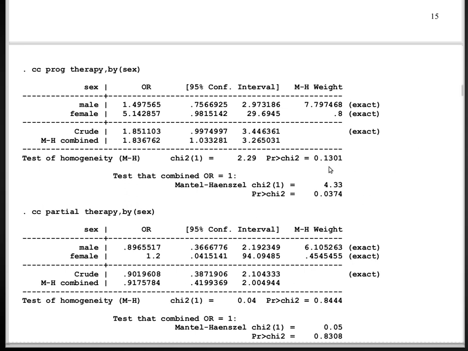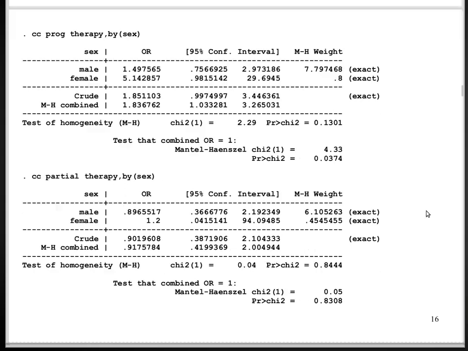And in fact, we do see the Mantel-Haenszel test here of the assumed common odds ratio, because there being no evidence of modification, we might then address the assumed common odds ratio for progression. And what do we get? Well, we get some evidence of an association in this instance.